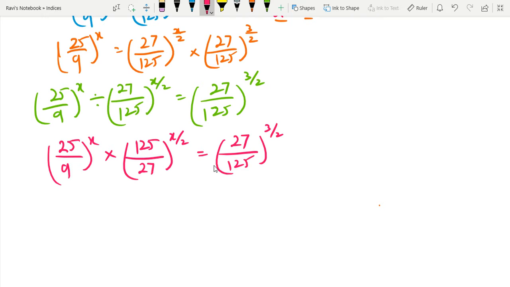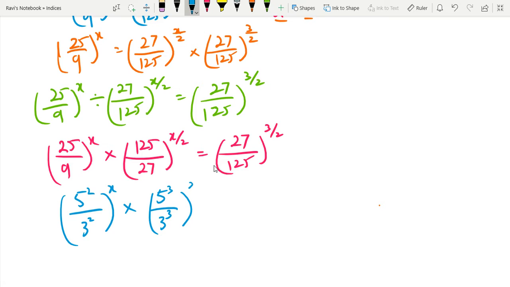From this step onwards, what we can do next is to put all the numbers into indices form. So I have (5²/3²)^x multiplied by (5³/3³)^(x/2) equals (3³/5³)^(3/2).